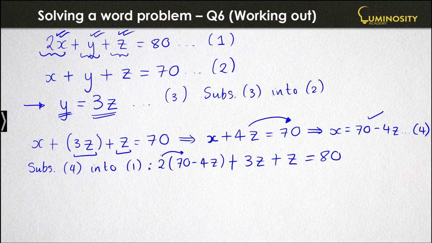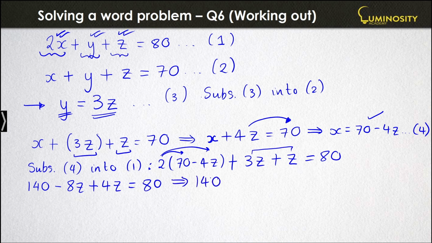So let's expand the brackets. 2 times 70 is 140. 2 times negative 4z is negative 8z. 3z plus 1z is plus 4z. And that's equal to 80. Cleaning up the left-hand side, 140, negative 8z plus 4z leaves you with negative 4z, equals 80.